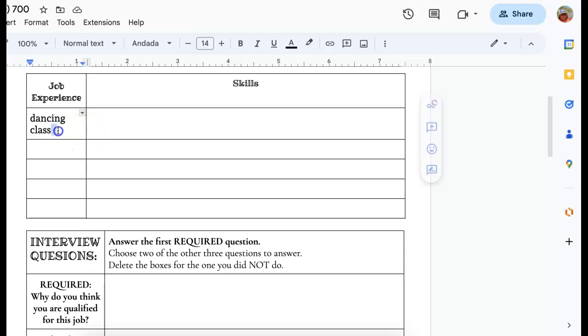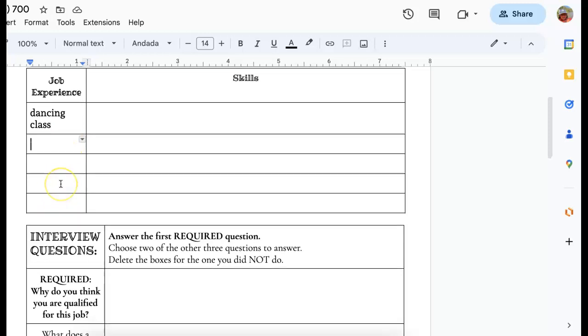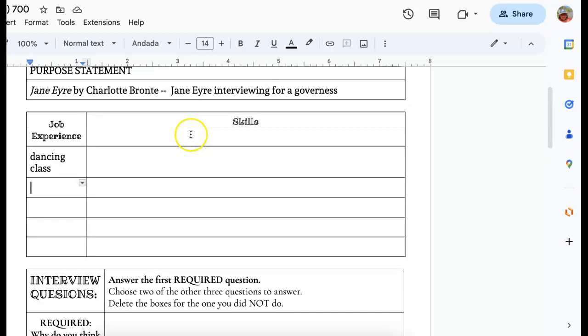So what does dancing have to do with being an assassin? She takes a chemistry class. So think about the different classes that she's taking and the things that she's learning in there.